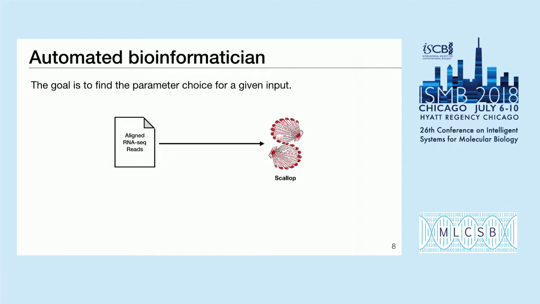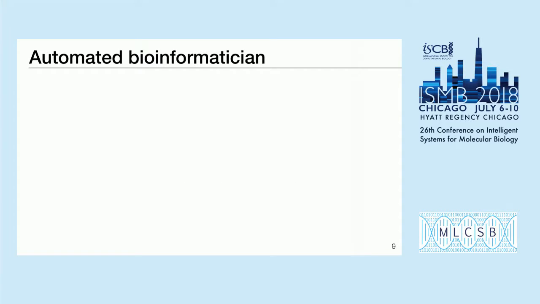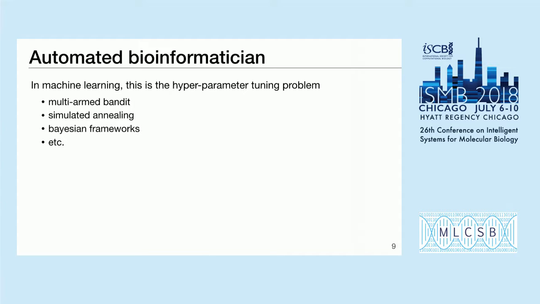What we'd really like to have is, given our aligned reads and our piece of software, some oracle that could look at the input and say, these are the parameter settings that you should be using. But oracles don't exist in real life, so we're left to do something a little bit better. This is a problem that exists in machine learning all over the place. It's the hyperparameter tuning problem, and we can solve it using multi-armed bandits or something.